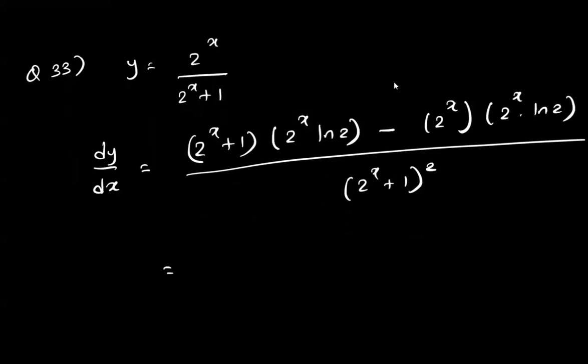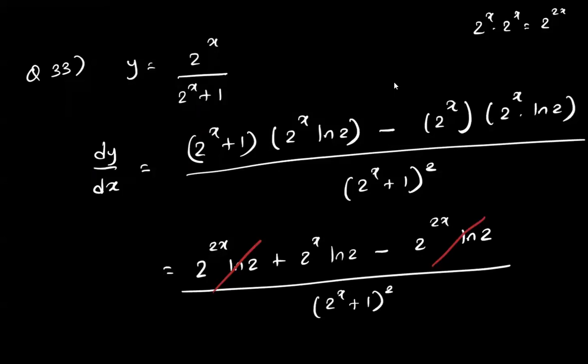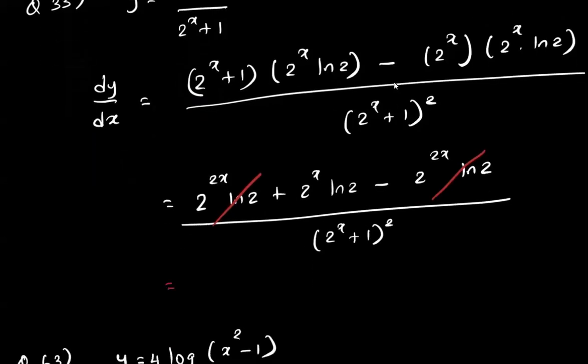Okay, so then I distribute 2 to the power of x times 2 to the power of x. When you multiply two exponents, you add them. So x plus x will become 2x. So this will become 2 to the power of 2x ln 2 plus 2 to the power of x ln 2 minus 2 to the power of 2x ln 2, all over 2 to the power of x plus 1 the whole square. So that means that this and this are going to get cancelled away, leaving the final answer as 2 to the power of x ln 2 over 2 to the power of x plus 1 the whole square.